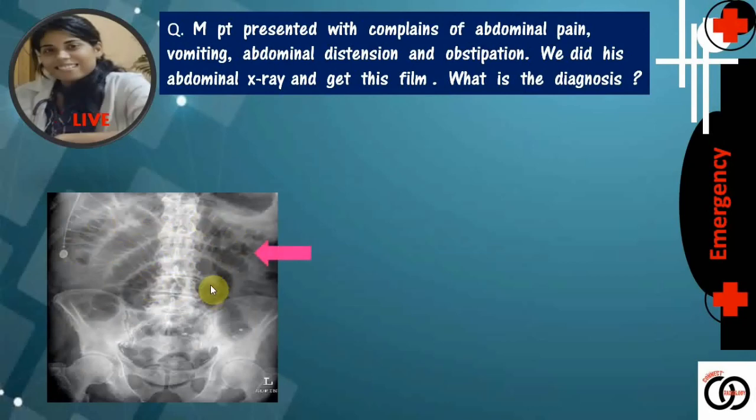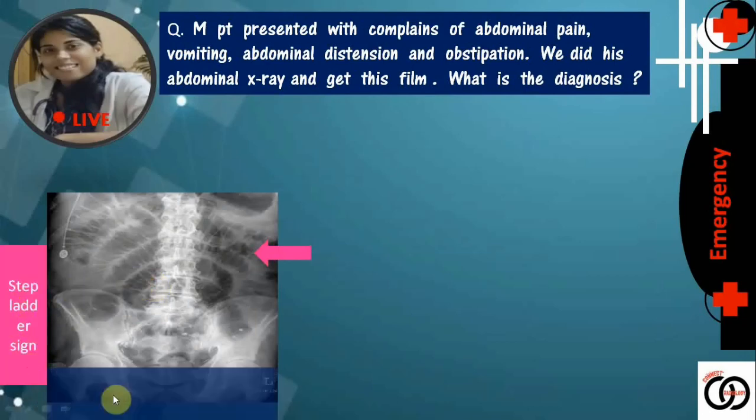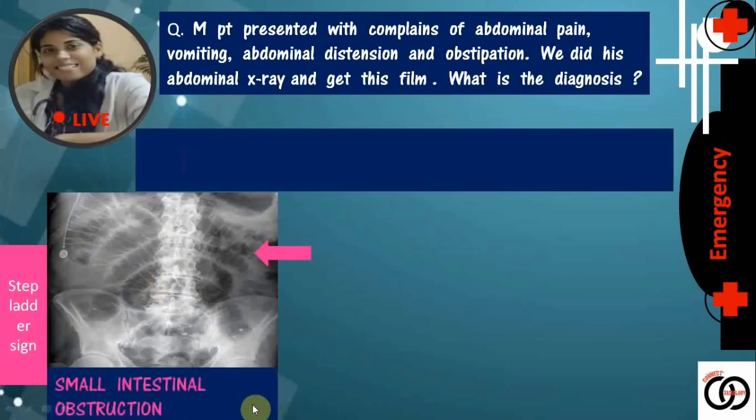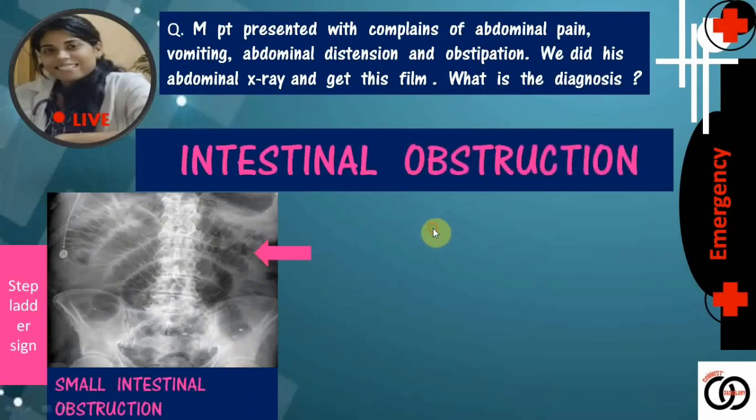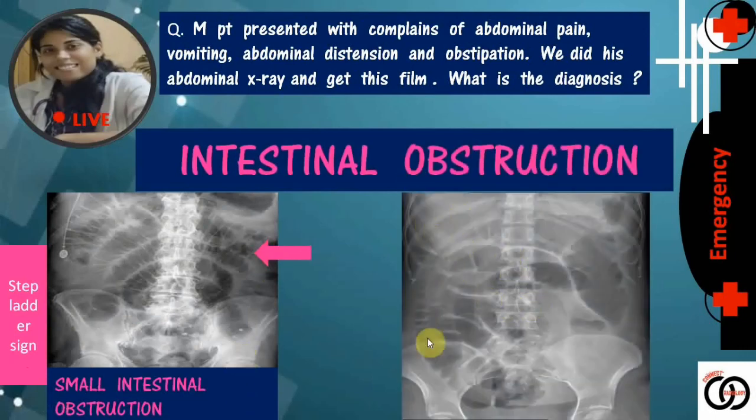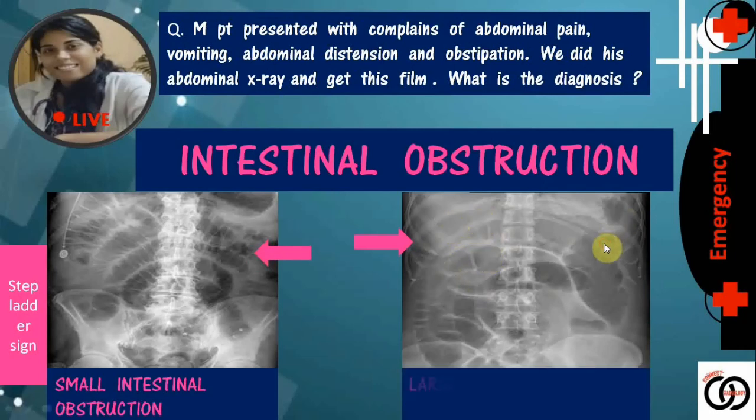See the complete transverse mucosal folds, that is the valvulae conniventes in jejunum. This is known as the step-ladder sign of small intestinal obstruction. Now see the second X-ray film. Appreciate the peripherally placed loops of dilated large intestine with long air fluid levels. See the haustrations that are characteristic of large intestine. This is an X-ray film of large intestinal obstruction.